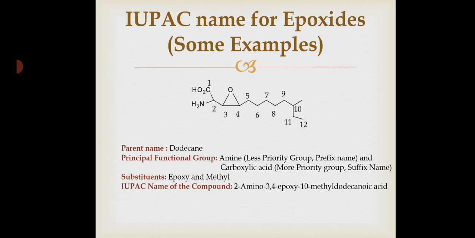Since there is a carboxylic acid group present, and the suffix name for carboxylic acid is oic acid, it came as a suffix after the parent name, and so the parent name is now dodecanoic acid. So the name of this compound is 2-amino, 3,4-epoxy, 10-methyl dodecanoic acid.